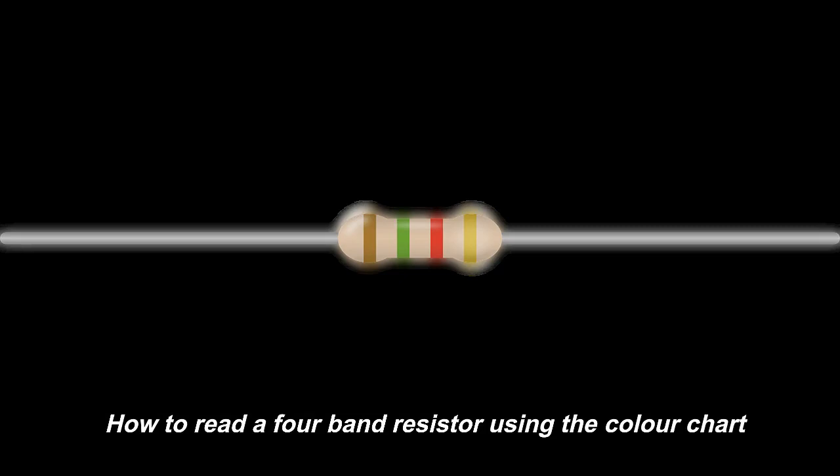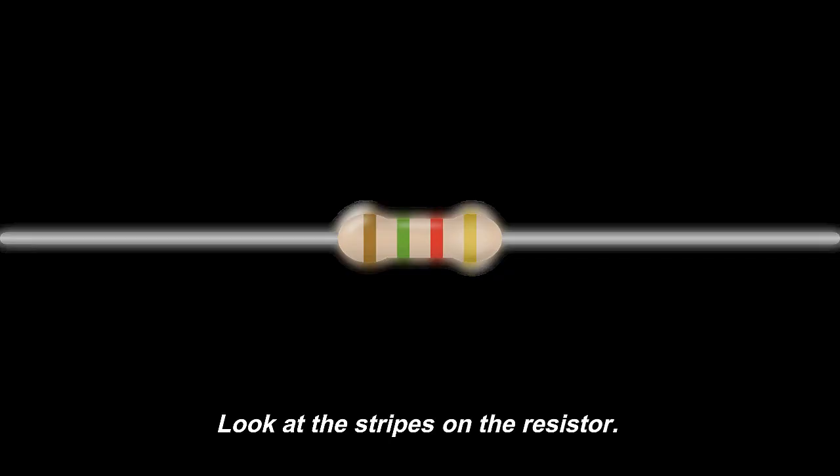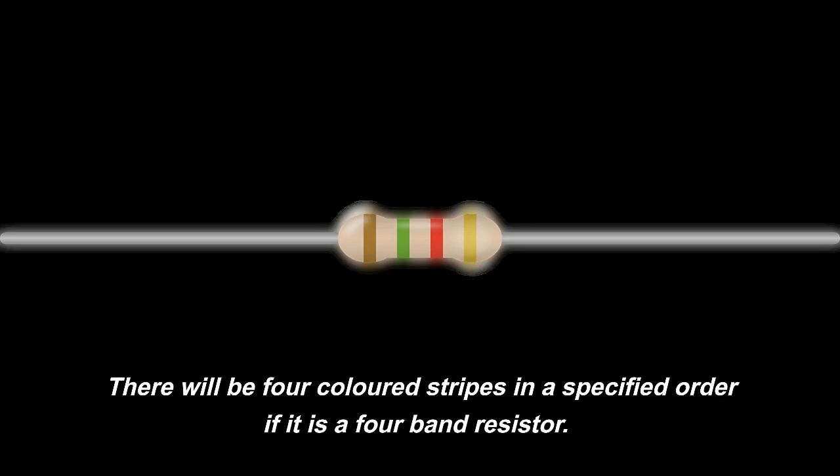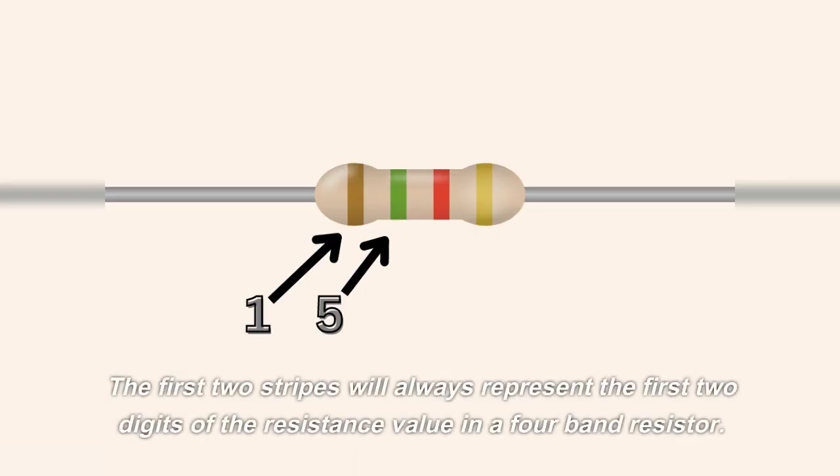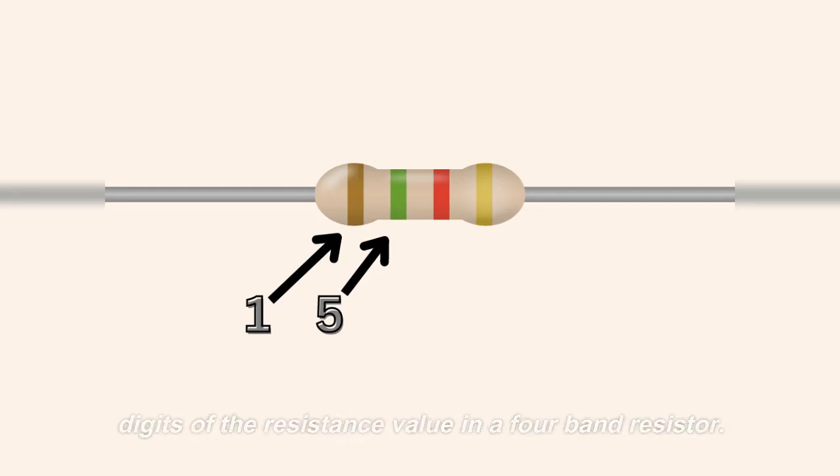How to read a 4-band resistor using the color chart. Step 1. Look at the stripes on the resistor. There will be 4 colored stripes in a specified order if it is a 4-band resistor. Step 2. Identify the first 2 stripes by looking at the resistor color chart. The first 2 stripes will always represent the first 2 digits of the resistance value in a 4-band resistor.